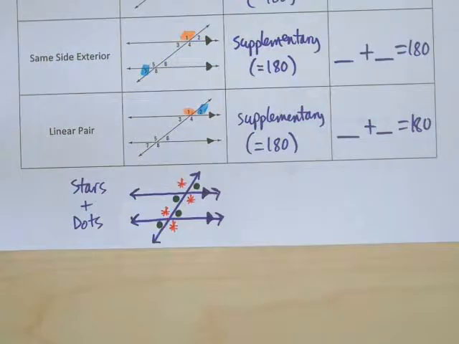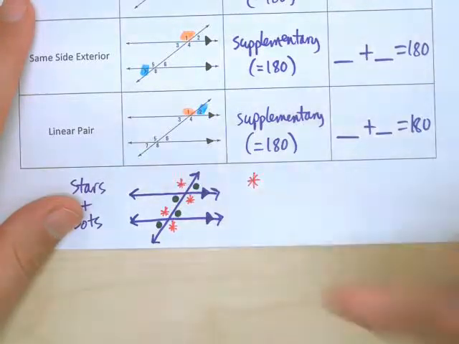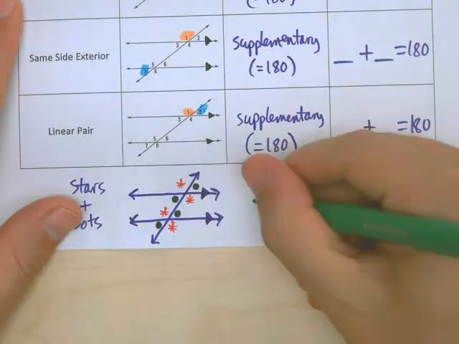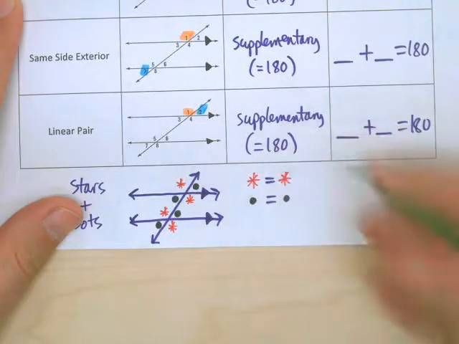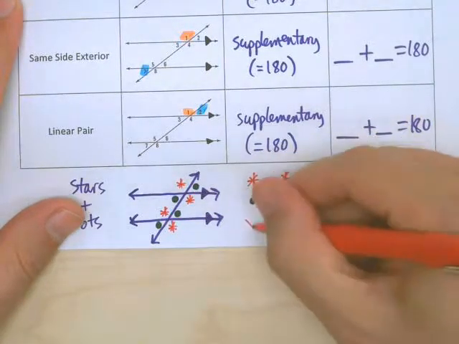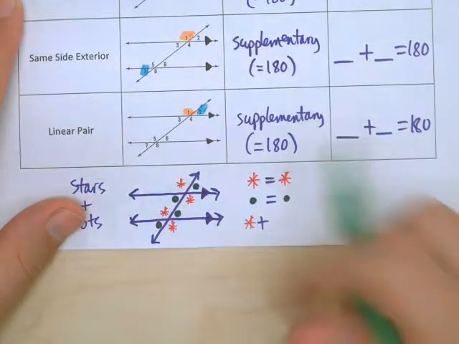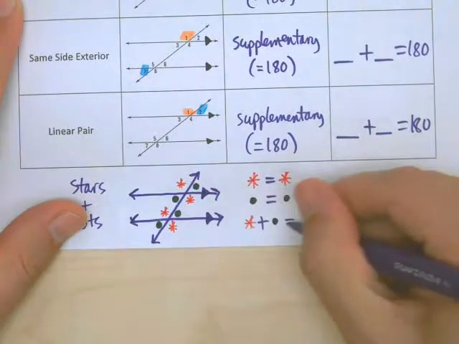When it comes to these stars and dots, here are the rules. Any star is equal to any other star. Any dot is equal to any other dot. And any star plus any dot equals 180.